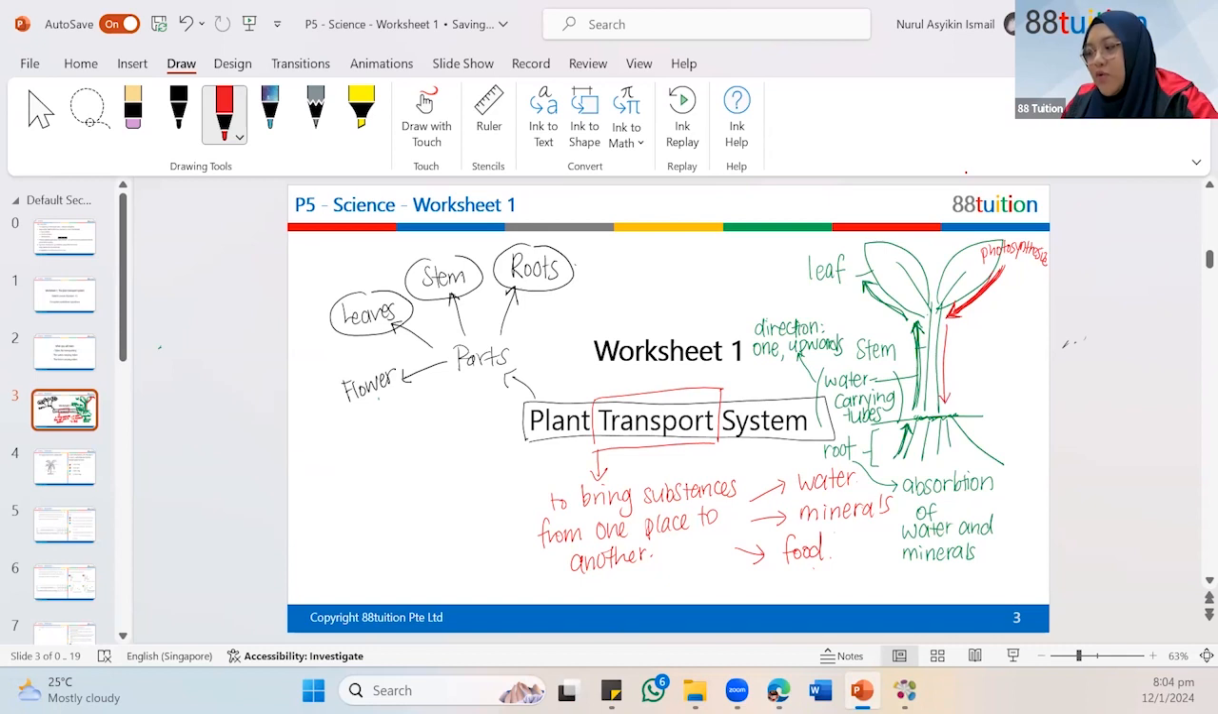Okay, so they will also go down all the way to the roots because why? The roots are also part of the living plant. The roots are made up of living cells. So they are still alive, which means they still need food to survive. If no food, then they die. So the food will be transported out from the leaves via food carrying tubes.